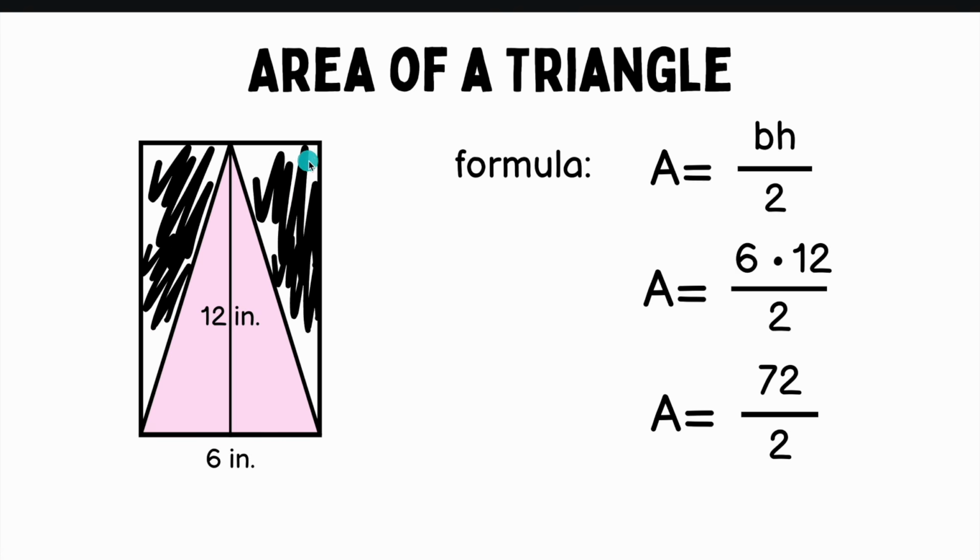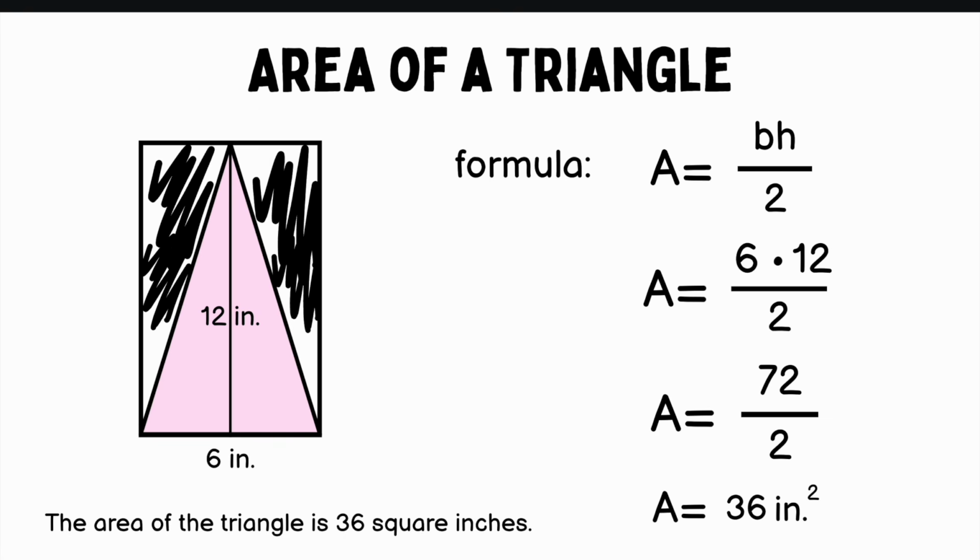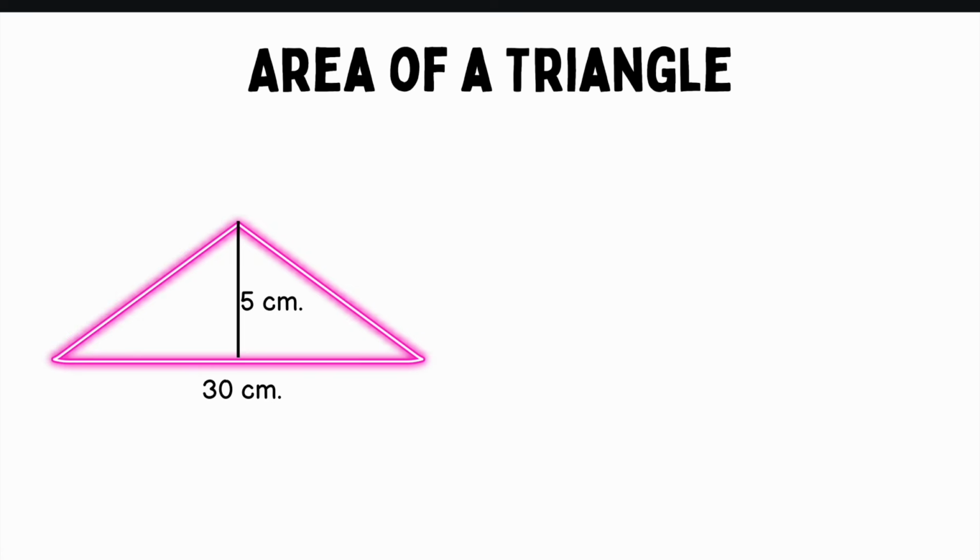Remember, we're dividing by 2 because we only need half of this area, which would be 12 times 6 divided in half, because we only want the area inside of the triangle, not the entire rectangle, which means area equals 36 inches squared. We can say the area of the triangle is 36 square inches.